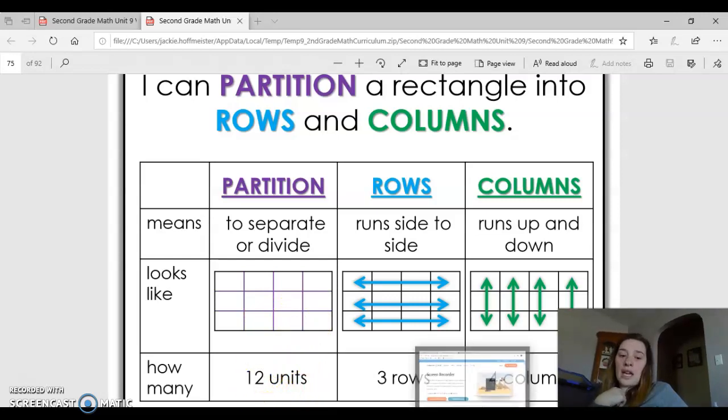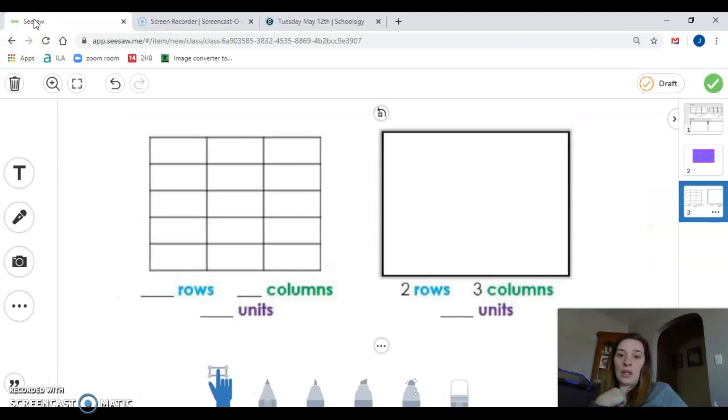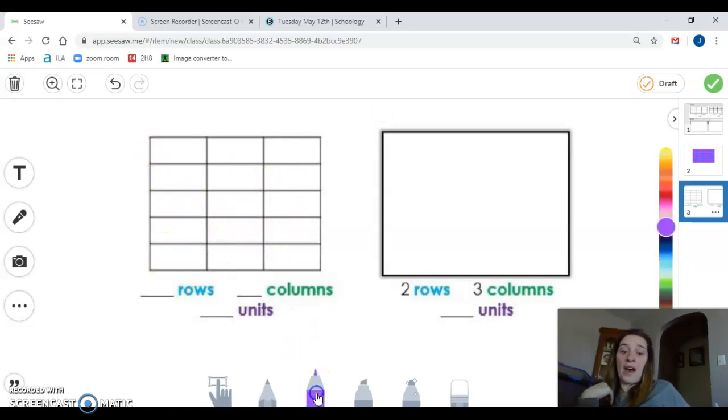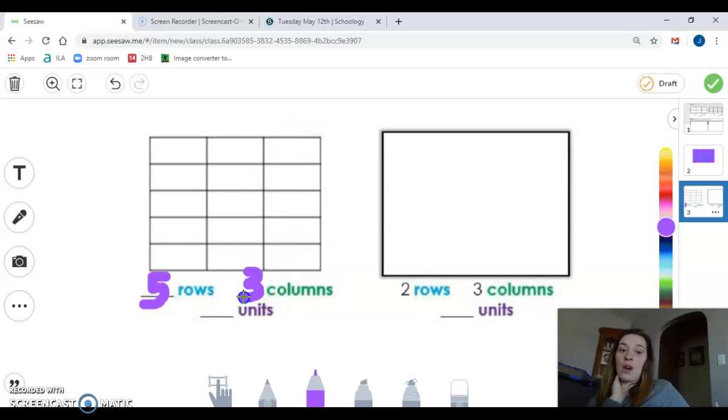Okay, let's look at another example. Here's another example for rows and columns. Remember, rows go side to side. So we're going to count how many rows. 1, 2, 3, 4, 5. There are 5 rows, so I'm going to put a 5 next to my rows. Then I'm going to count my columns. My columns go up and down. 1, 2, 3. There are 3 columns.